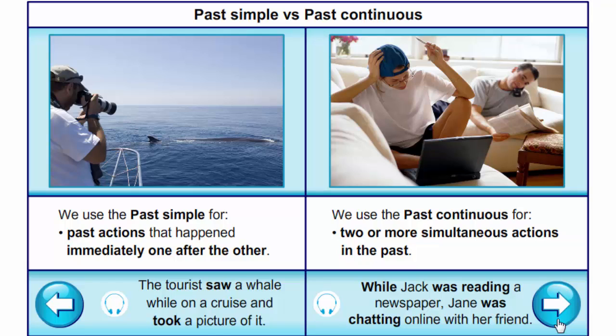Past simple is used for past actions that happened immediately, one after the other. The tourist saw a whale while on a cruise and took a picture of it. Past continuous is used for two or more simultaneous actions in the past. While Jack was reading a newspaper, Jane was chatting online with her friend.